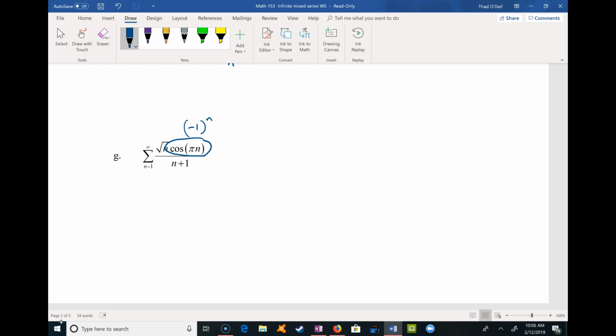So I think I would use the alternating series test. So you could call my a sub n equal to the square root of n over n plus 1, because that would be the same as this sequence if I multiply it by negative 1 to the n. So then we just need to show that it is decreasing and approaching 0, and then we got convergence.